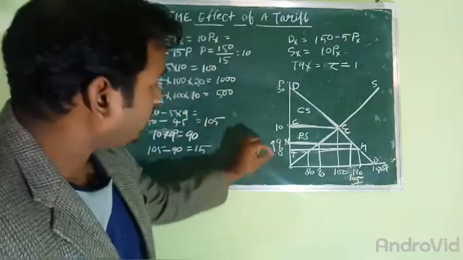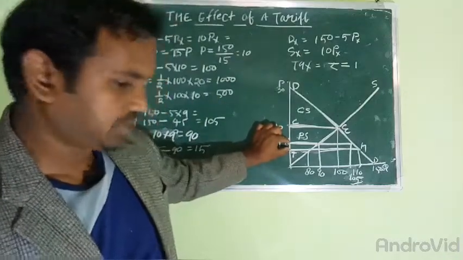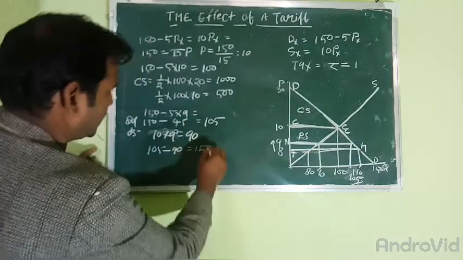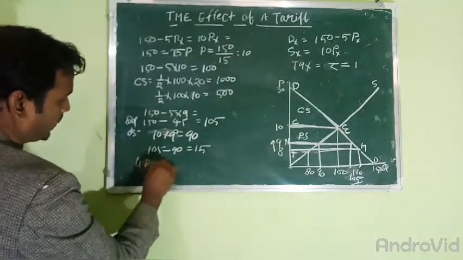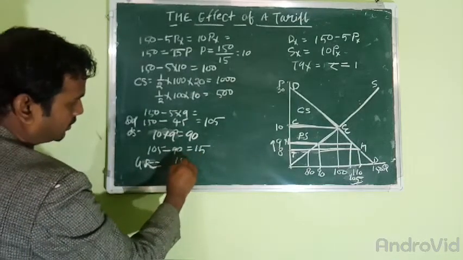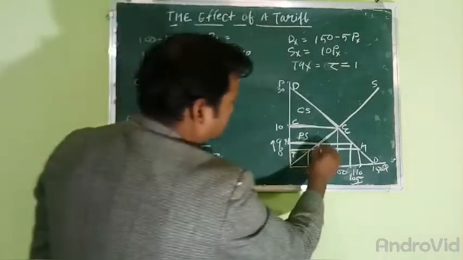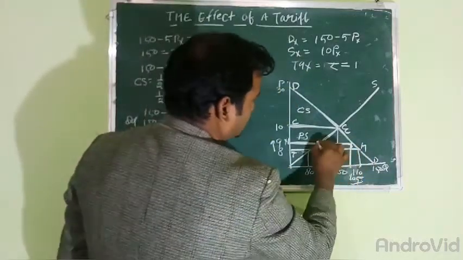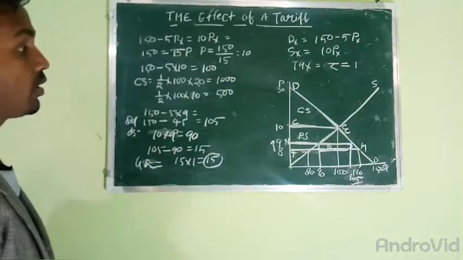Okay, how much is the tax? 1 rupee. So it means the government earns a revenue of 15 rupees. So government revenue is equal to 15 quantity into 1 rupee, it means 15. It is the government revenue area, government revenue 15.